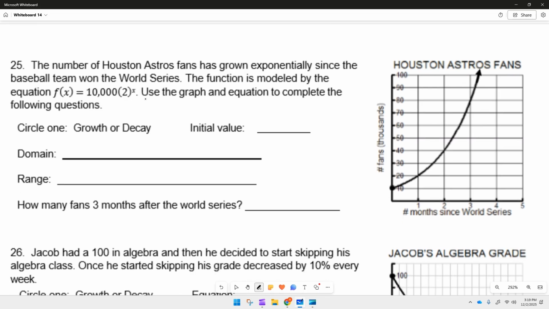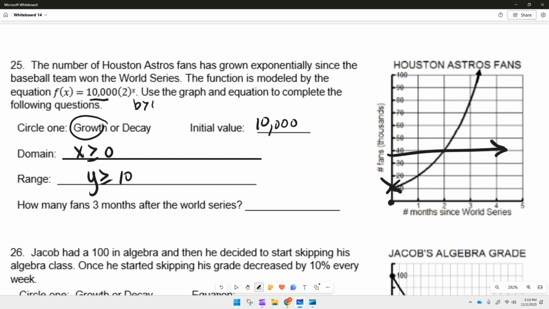We know that our b value is greater than 1 because it's 2. So we have growth. The initial value is 10,000. Our domain, okay, we're starting at, again, this is 0, 0. So domain is going to be x greater than or equal to 0. We're going this way, okay? The range is going to be, we're starting at 10. So that's going to be y greater than or equal to 10. We do not have an asymptote here because we have that starting value, that y-intercept, okay? And we're not going below that.